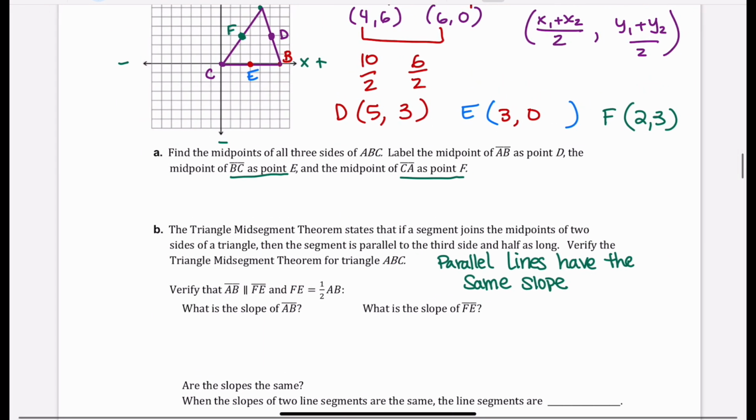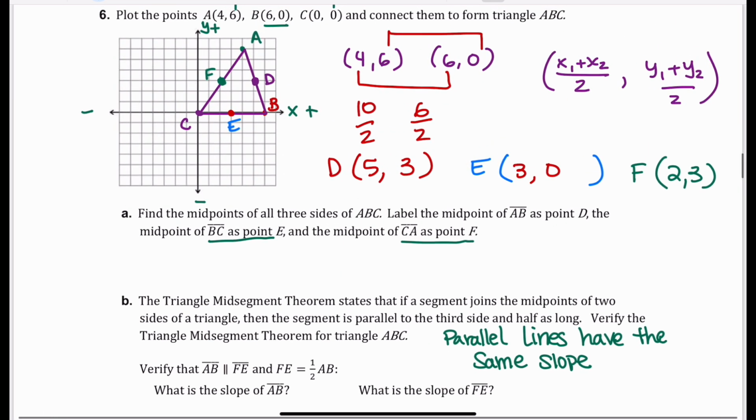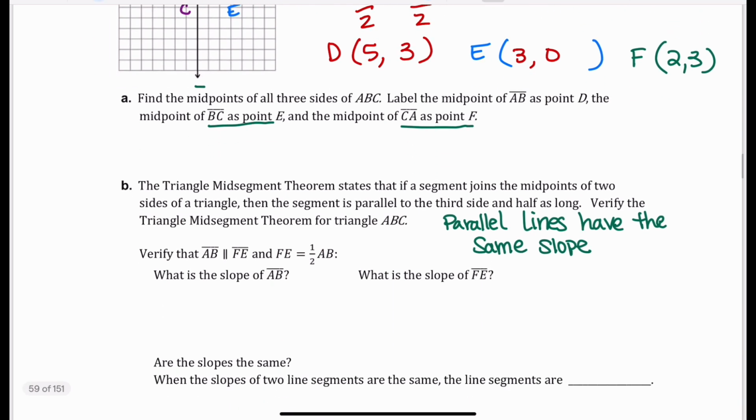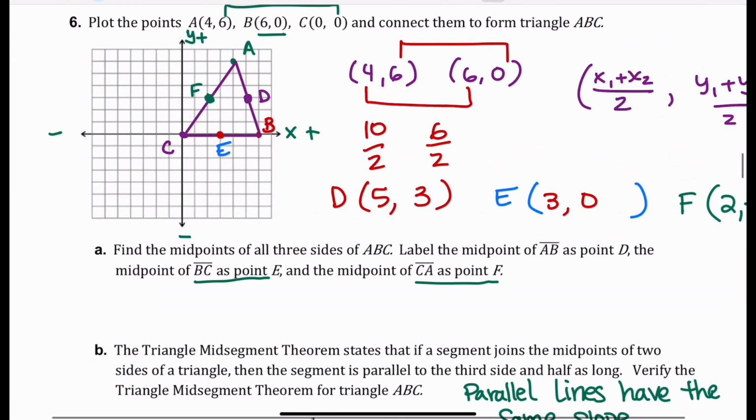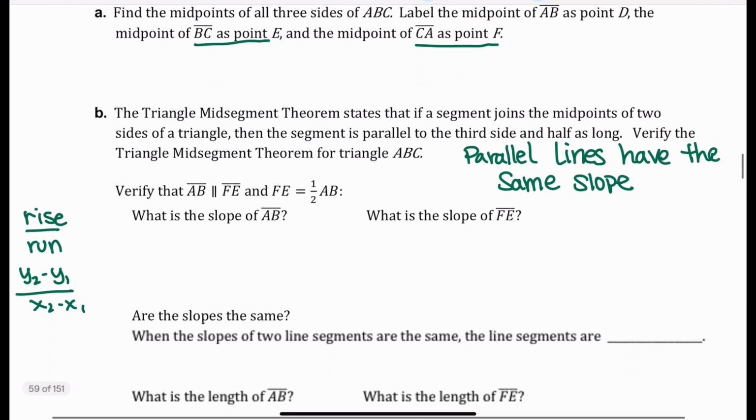So what is the slope of AB? We're starting at A and going to B. Slope, remember, is going to be rise divided by run. You can also use the formula y2 minus y1 divided by x2 minus x1. So we're going to start with A. I'm going to go down 1, 2, 3, 4, 5, 6, down 6 over 2. This reduces to negative 3.